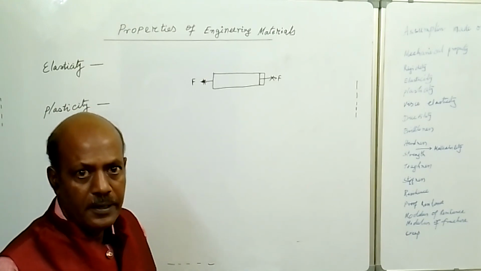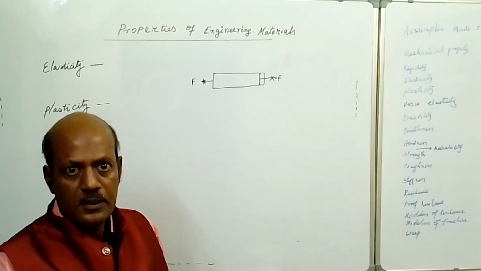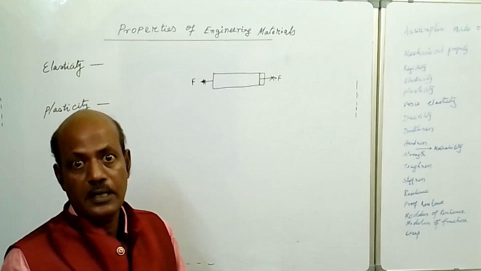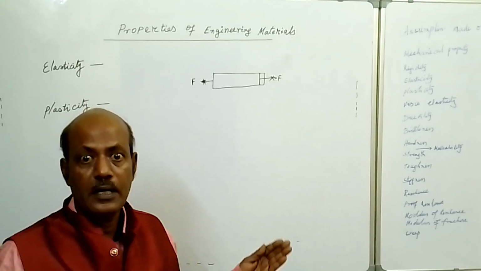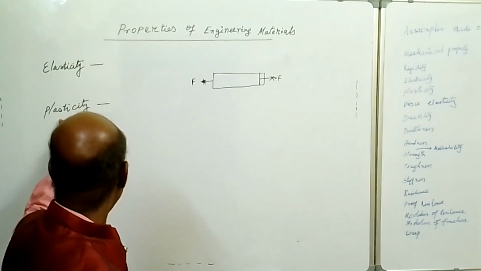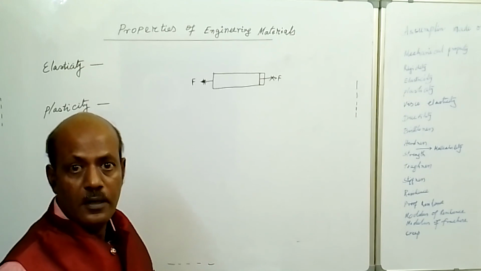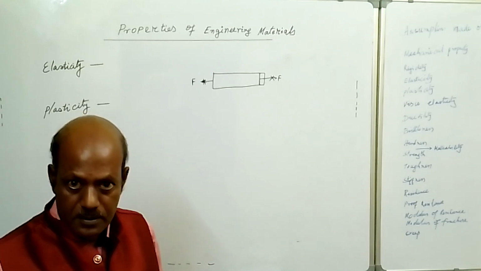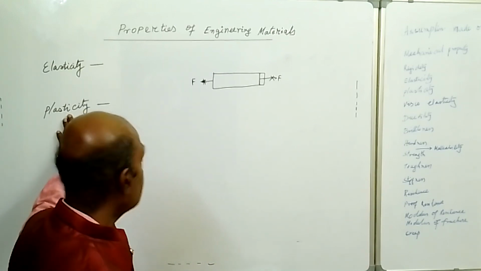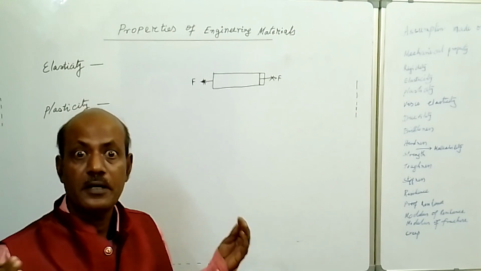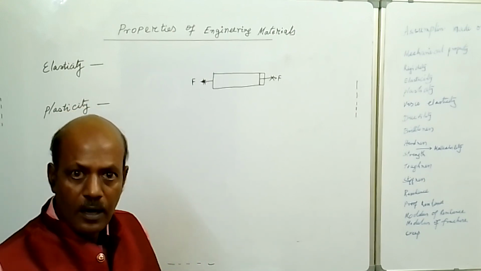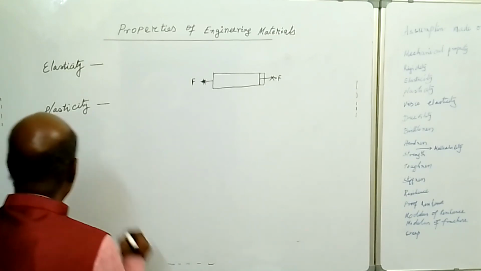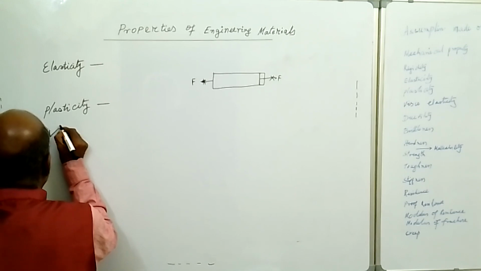This is the property by virtue of which the body can retain some deformation within it even after removal of the external load. This property is essential mainly for metalworking operations. So this is the property by virtue of which the body can retain some deformation after removal of the external load. And the next property we will see is the viscoelastic property.